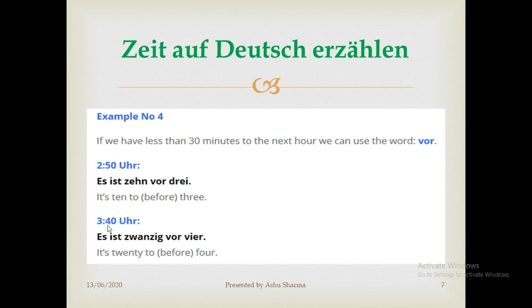Now 3:40, so it's 20 before 4. So we write it as "zwanzig vor vier". "Vier" means 4 and "zwanzig" means 20. So 20 before 4. We speak like this: "zwanzig vor vier". This is the way that we use "vor".